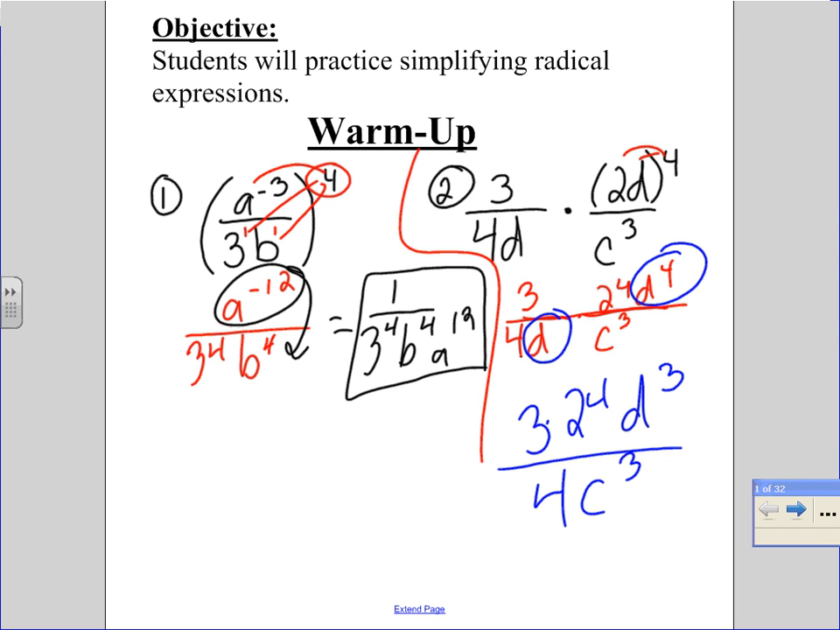Jackie, are we done? What did you say? That's it. We're done. Just making sure. We're done. There's nothing else you can simplify. That is your answer. The order you have them written doesn't matter. What is important is whether they're in the numerator or the denominator.